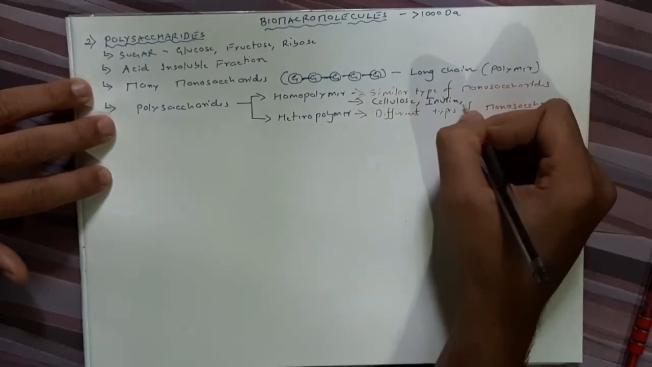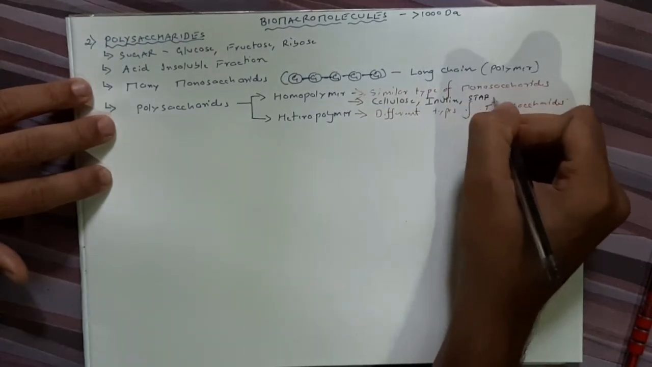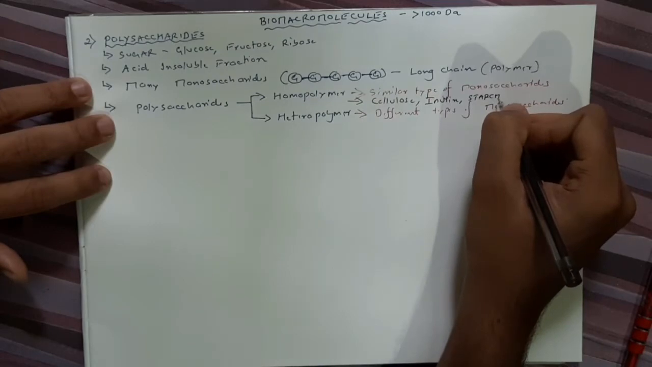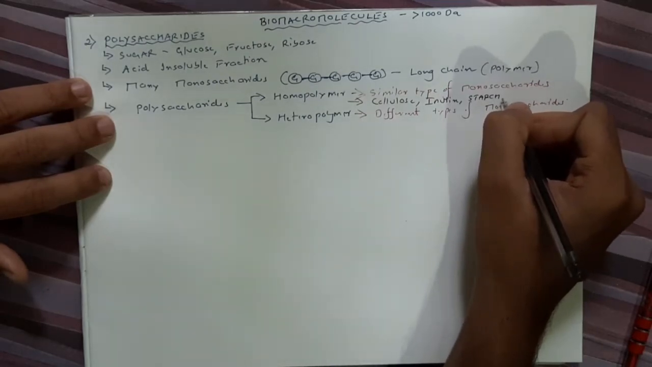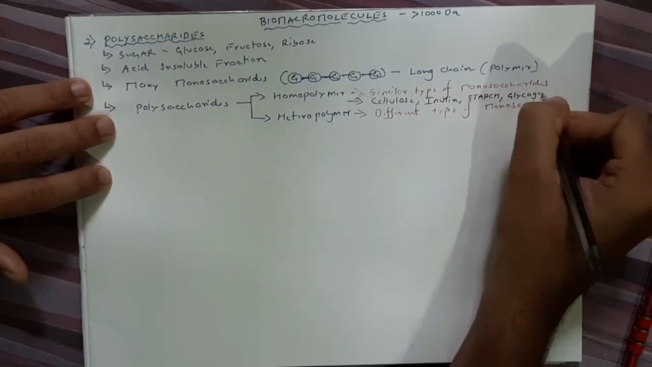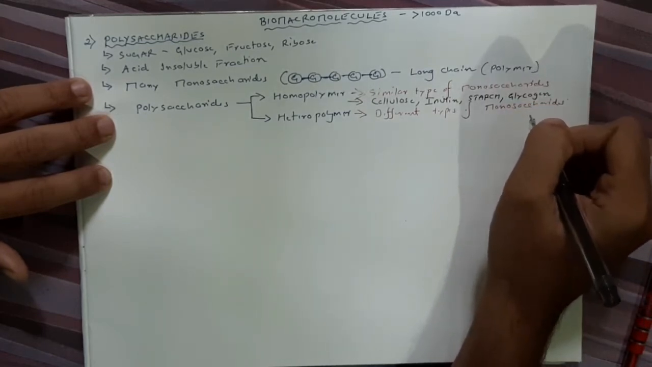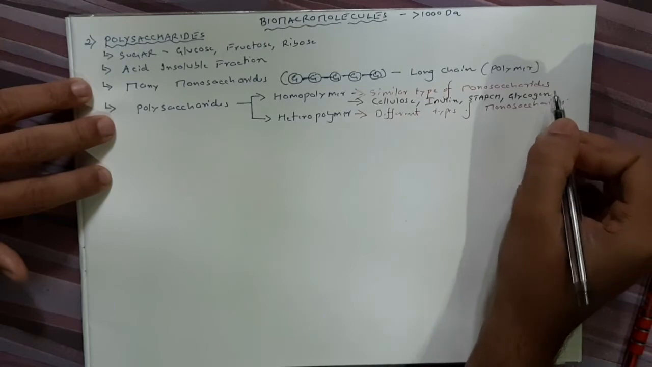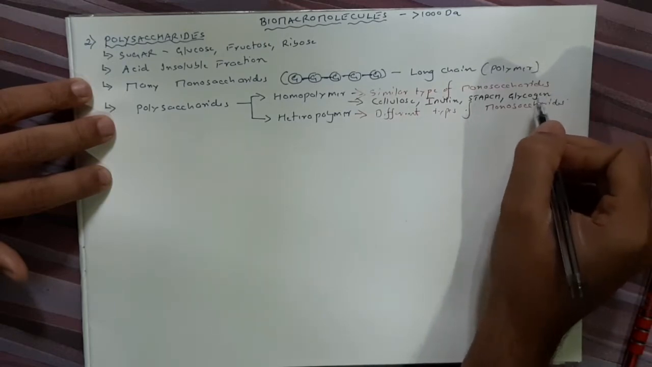Next one is starch. I think you are familiar with this. What is starch? It is the storehouse of energy in plants. Next one is glycogen. Yes, it is also made up of many glucose units. Glycogen is the storehouse of energy in animals. Yes, in our liver we have glycogen.